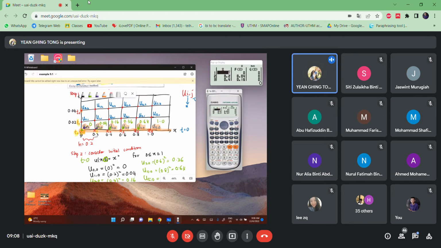Start from this one, the first one you get 0. At x equal to 0, you get 0. This is the value here, f(x) initial. When x is 0.2, you get 0.04. When x is 0.4, you get 0.16. When x is 0.6, you get 0.36. When x is 0.8, you get 0.64. And when x equal to 1, you get 1. Okay.